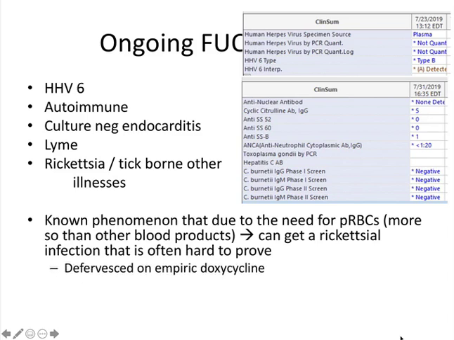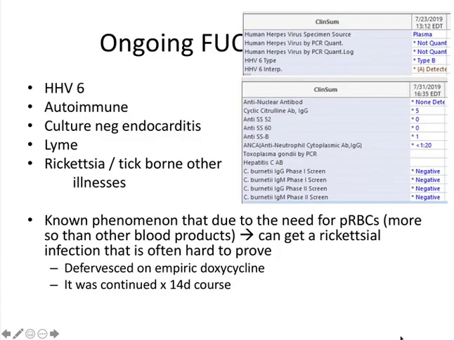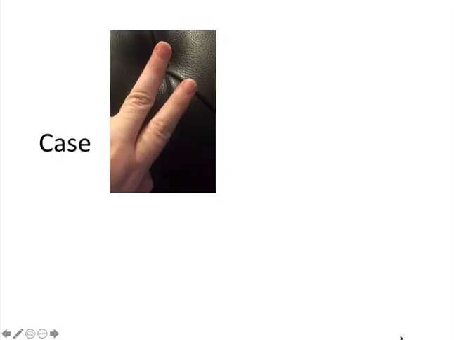So this is where, after an exhaustive search for a variety of different infections, we just empirically put her on doxy, and then all of a sudden she defervesced. We did continue it for a full 14-day course, and that was it. We were never actually able to fully prove that it was a rickettsial infection, but the pretest probability was enormously high because of how she improved on the drug of choice for rickettsial infection.